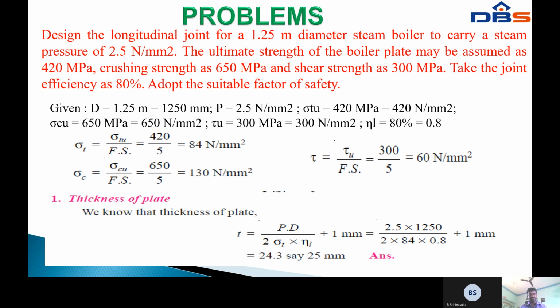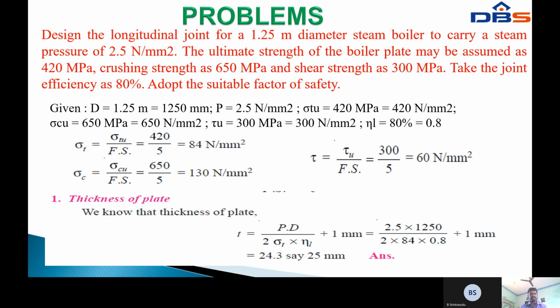Design the longitudinal joint for a 1.25 diameter steam boiler to carry a steam pressure of 2.5 Newton per mm square. The ultimate tensile strength of the boiler plate may be assumed as 420 megapascal, the crushing strength 650 megapascal, and the shearing strength as 300 megapascal. Take the joint efficiency 80%. Adopt a suitable factor of safety.